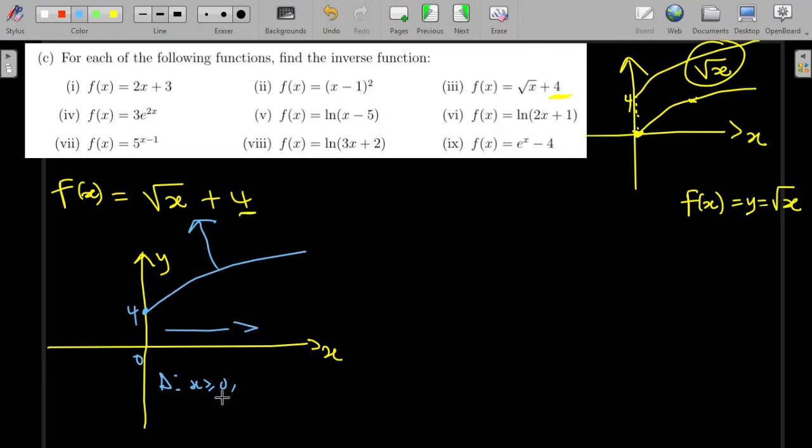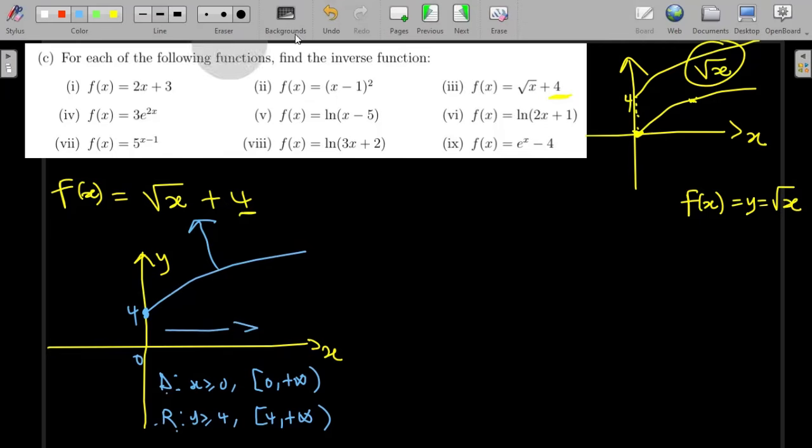In interval notation, it will be 0 to positive infinity. And then what will be the range? The range is the y values. The lowest y value is 4, and as it increases, the y value will also be increasing. So y should be greater than or equal to 4, which in interval notation is 4 to positive infinity. So this is the domain and the range for this function.